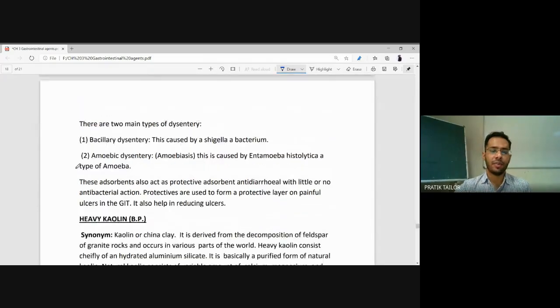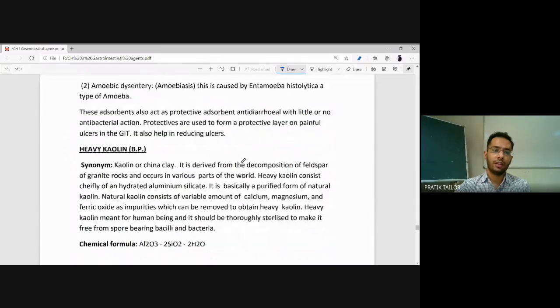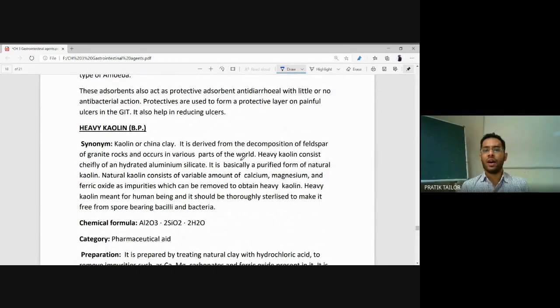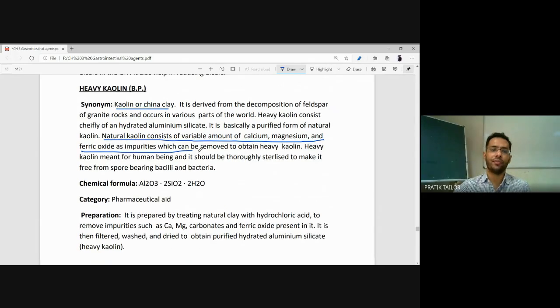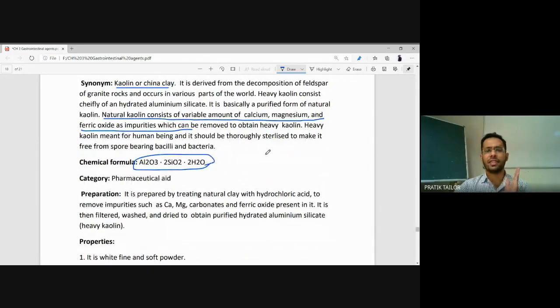So you can have dysentery by the microbes, bacteria and amoeba. For the protecting, you are having bismuth compounds, bismuth subgallate, bismuth subcarbonate, heavy kaolin, which is a clay. Simply, it is a clay. Kaolin is a clay, which is consisting of various amounts of calcium, magnesium, and ferric oxide impurities. So this chemical formula you can consider. This is simply aluminum silicates.